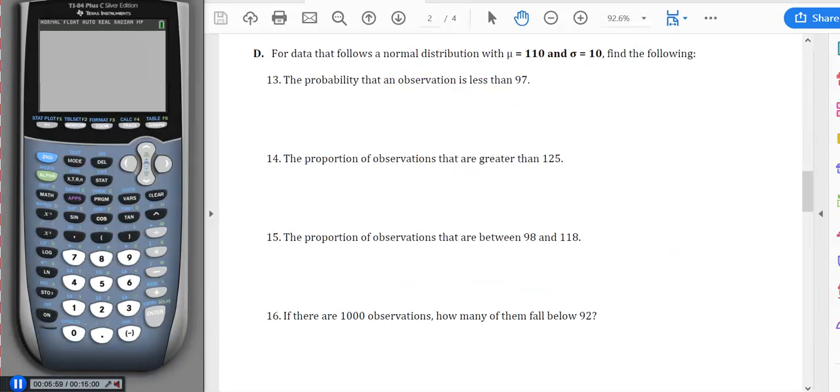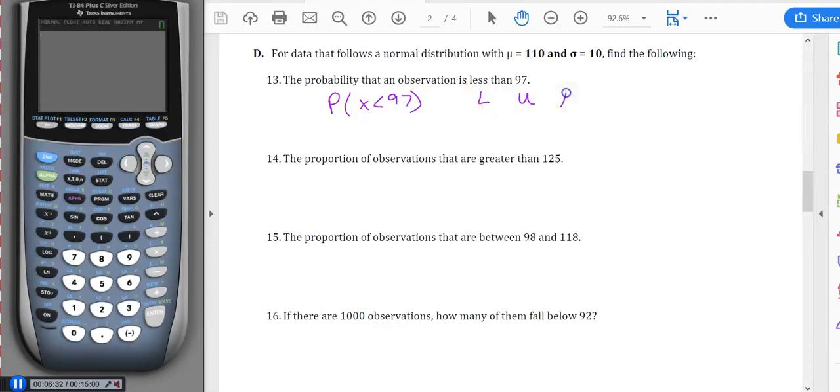All right, so now we're going to look at 13 and 15. So this is in part D. The data follows a normal distribution. Let me try that again with words. A normal distribution with my average being 110 and my standard deviation being 10. So find the following. Find a probability. We're going to write probability with a P. The probability that the observation is less than 95. So X is less than 95. To do this, I need to have a lower bound, an upper bound.